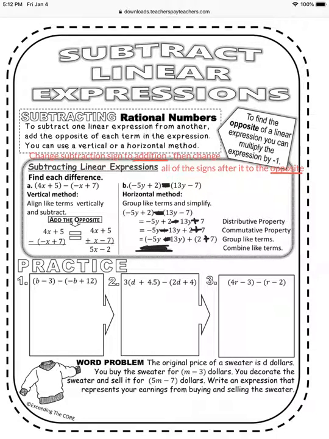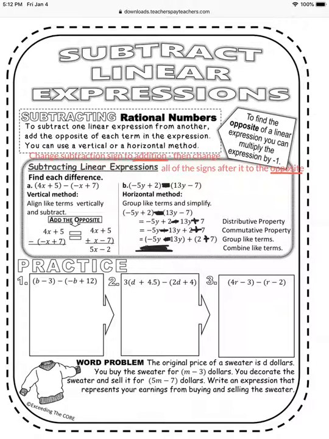Hello. Today our learning goal is to subtract linear expressions. Again, remember from when we added linear expressions that linear expressions are expressions which eventually we're going to graph as lines when we turn them into equations. But they are expressions that have no exponents in the problem higher than 1.